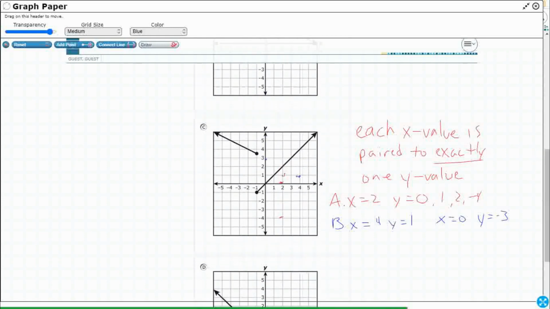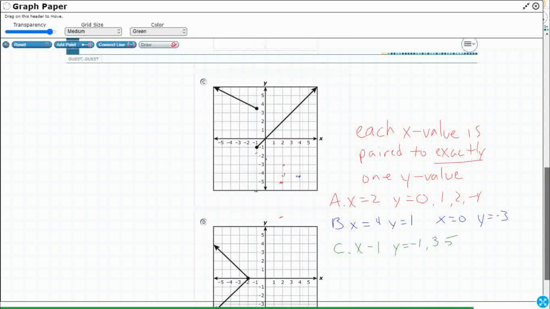Let's check C. You know what? C is almost perfect, except you probably see it right here. What happens when x is -1? Guess what? I've got two different y values. y equals both -1 and y equals, I'll call that 3.5. Besides that, it's fine, but you cannot have any breaks in regards to the fact that there is only one y value for each x. So the fact that it's almost perfect is still going to knock it out.